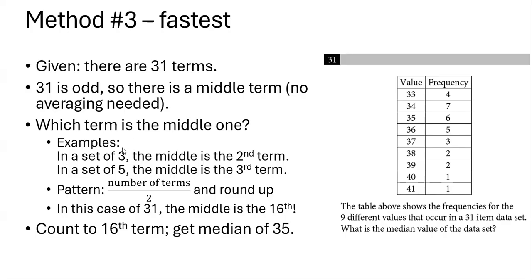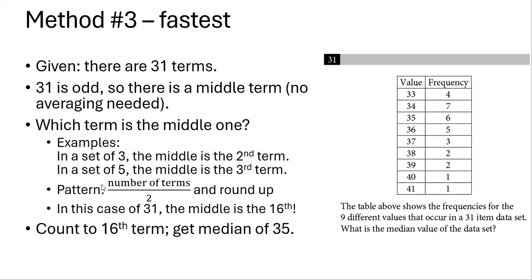So let's think of some smaller sets to help us out. Okay? If there's 3 terms, the middle term is the second term, yeah? If there's 5 terms, the middle term is the third term. Okay? So what's the pattern over here? We can think of a quick formula. This is how we critically think, and we get to the answer in 30 seconds or less.